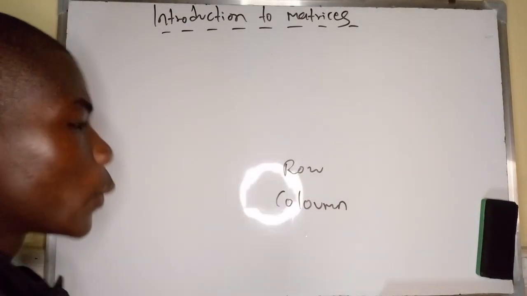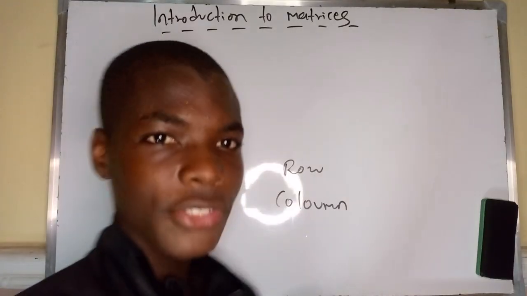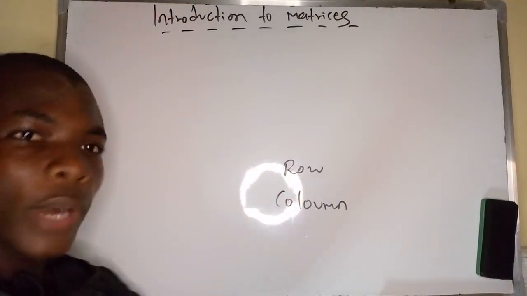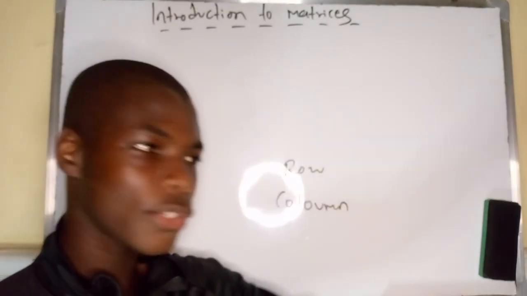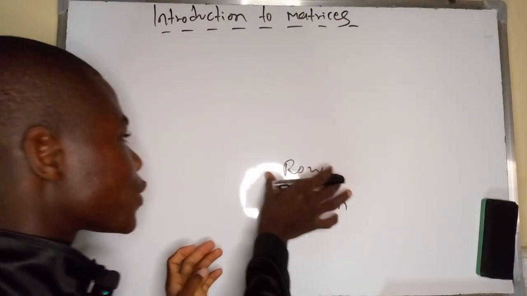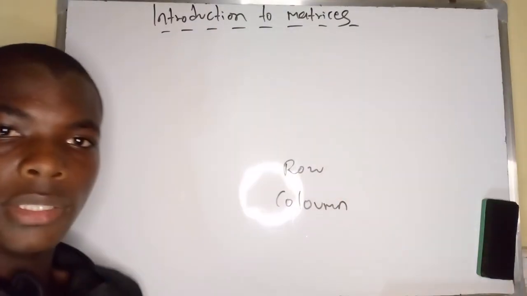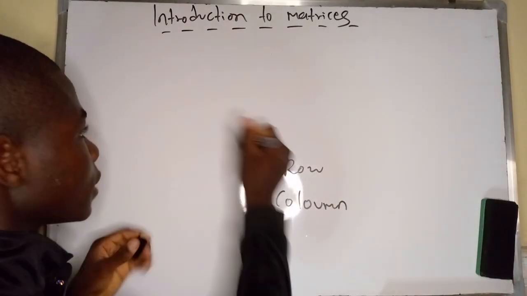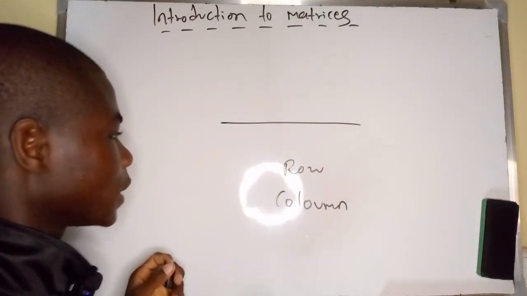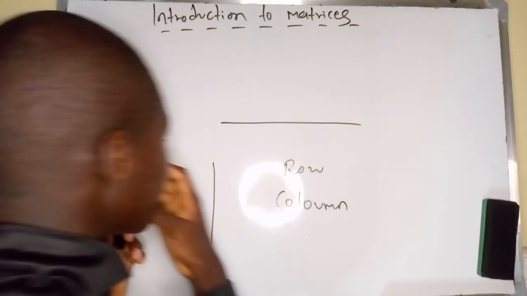So therefore, what is a row? If you remember in your secondary school or primary school, your teacher will say row 1, row 2, reading from the board. So when you hear the word row, it means something like a horizontal line. And a column is like a vertical line.